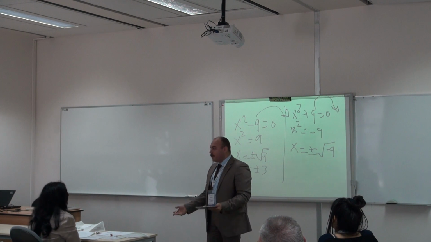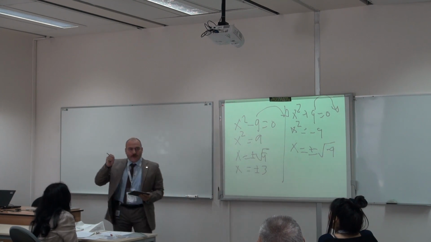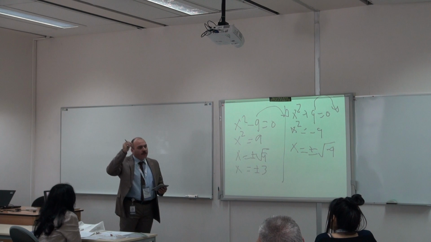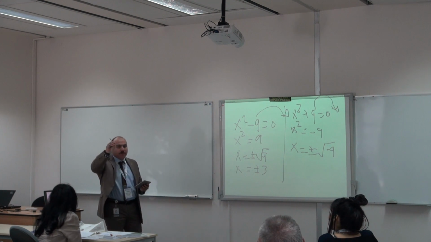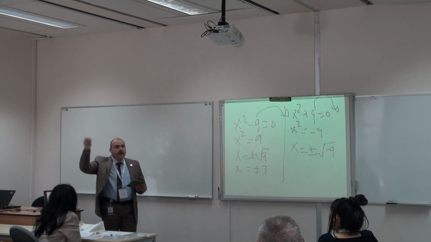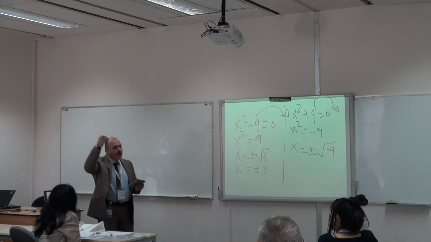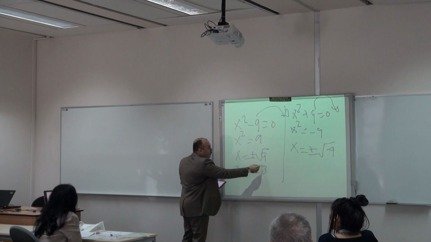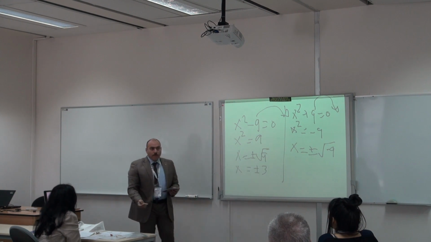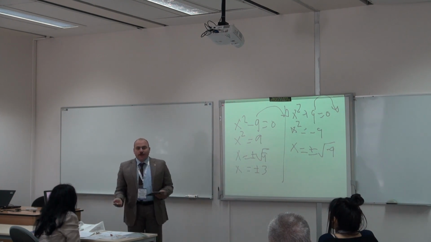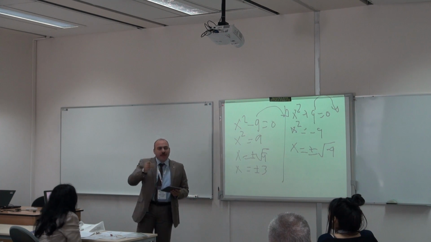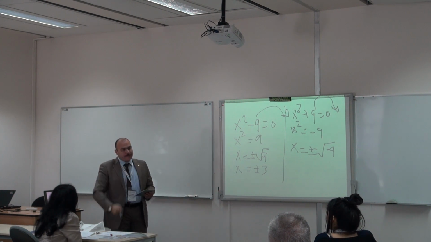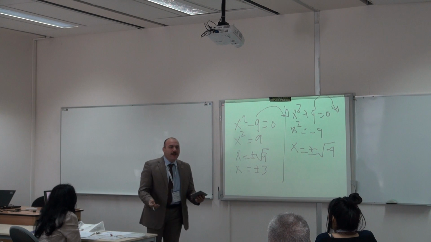Why don't we know it? Because what is the concept of the square root? You try to find a number multiplied by itself to get this number. So 3 times 3 equals 9, and negative 3 times negative 3 equals 9. That's why the square root of 9 equals positive or negative 3. But what is the square root of negative 9? We don't have one value multiplied by itself to get negative 9. So what is the solution?